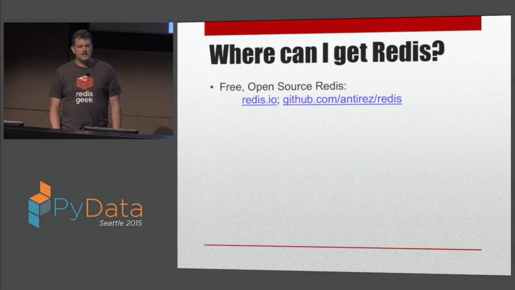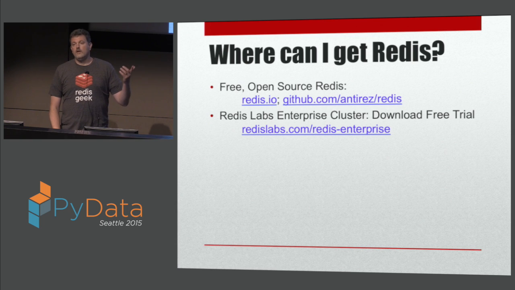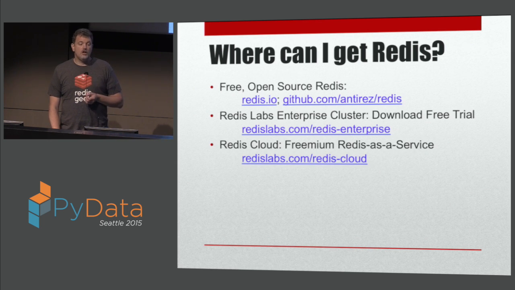So where can you get Redis? You can go get it from the open source download off of GitHub. There's also redis.io. It's a great resource for Redis if you're looking to get started. There's a lot of material there, documentation at redis.io. If you want enterprise cluster, Redis Labs, the company I work for, offers that. You can get a free download. You can also use Redis Cloud, also by our company. This is Redis as a service up on Amazon, on Azure, on Google, on IBM's clouds. So we run it in all of those clouds.